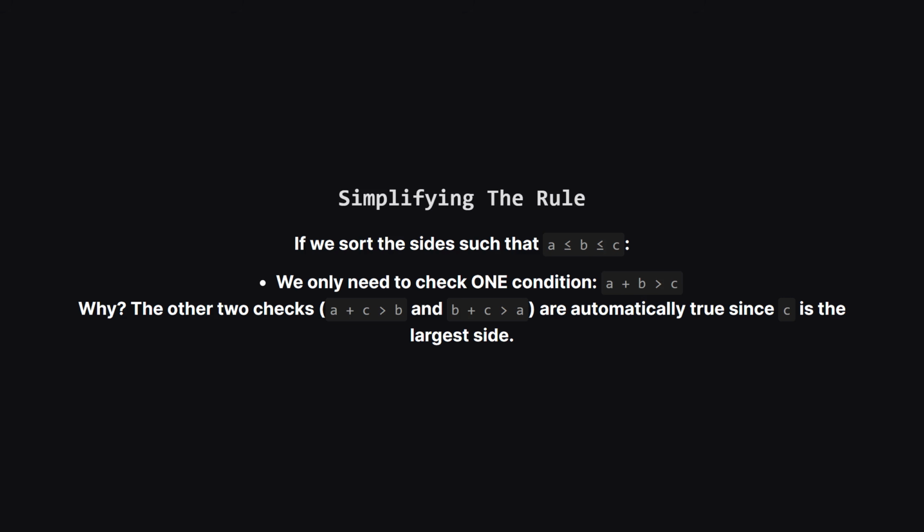Now here's a little trick that makes our lives much easier. If we sort the side lengths first, let's say from smallest to largest, A, B, and C, we actually only need to do one check. We just need to see if the 2 smaller sides, A and B, add up to more than the largest side, C. The other 2 conditions will always be true, because C is already the biggest side. This simplification is the core of our solution.